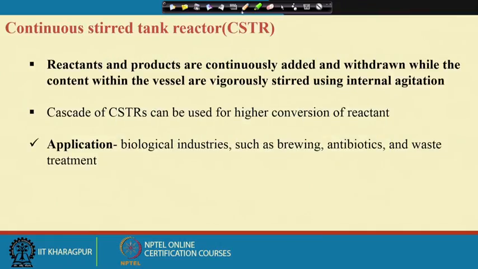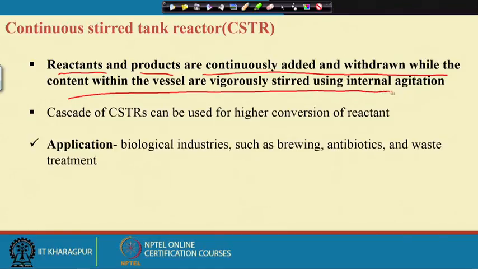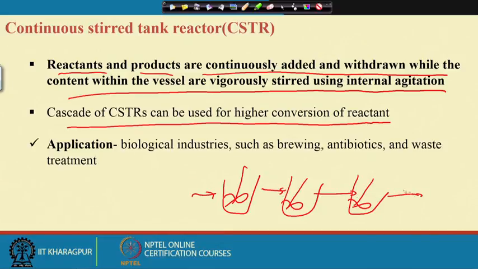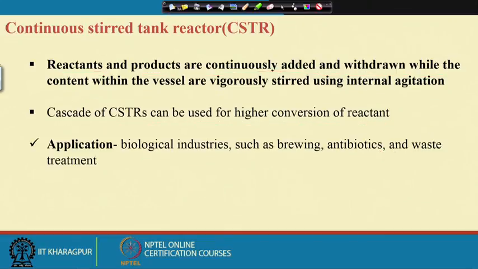Now, the CSTR is a kind of reactor where reactants and products are continuously added and withdrawn, while the contents within the vessel are vigorously stirred with internal agitation. The cascade CSTR can be used for higher conversion of reactant. What is a cascade reactor? A cascade reactor means if you have CSTRs in series, if we connect them in series, then we call it a cascade reactor. Its application is in the biological industry, such as brewing, antibiotics and waste treatment processes, where it is largely used.